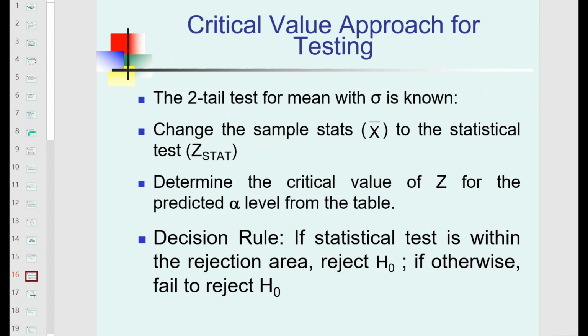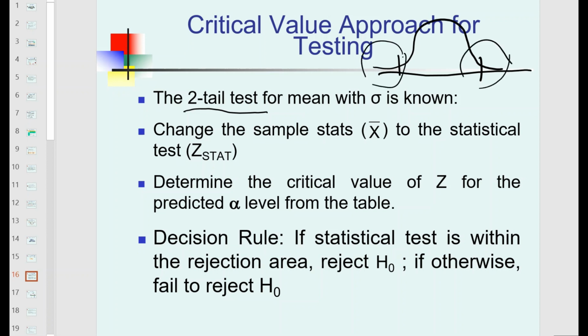Okay, so basically, this is a step involving the critical value approach for testing. Okay, so the two-tail test. Two-tail, you know, the mean is, you have the value on the right side. Okay, if you see the graph just now, this is two-tail. Okay, change the sample stat, so the first step, from x bar to the statistical test.